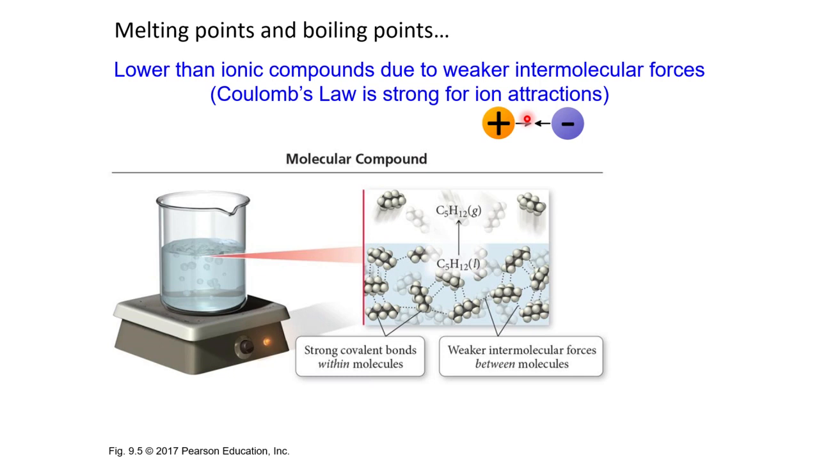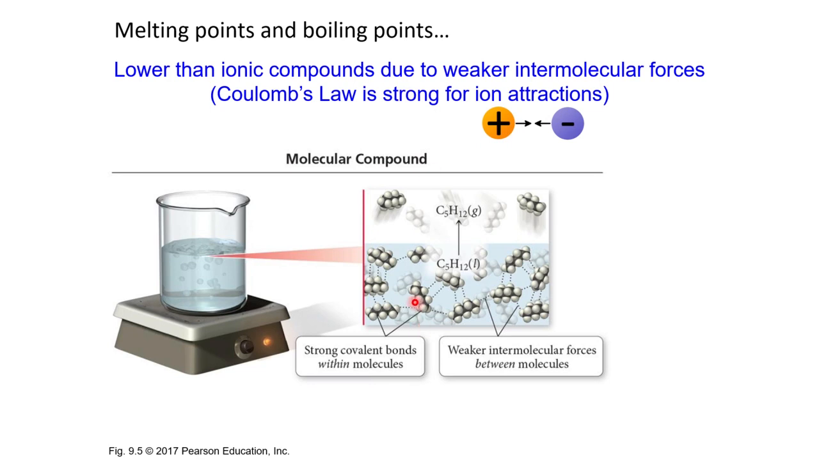So melting points and boiling points of these compounds are lower than ionic compounds because they have weaker intermolecular forces. Coulomb's law is really strong for ion attractions because we have a full positive and a full negative charge. But with a covalently bound molecule, you have this one molecule. There are covalent bonds in here. This molecule can interact with other molecules around it, but they don't interact nearly as strongly as two charges, a positive and a negative charge.